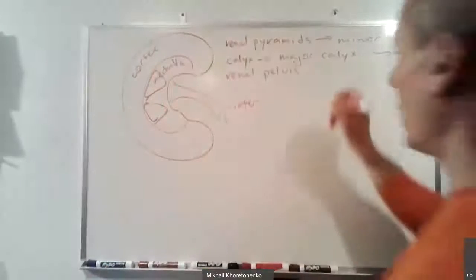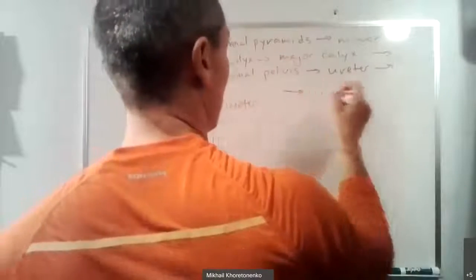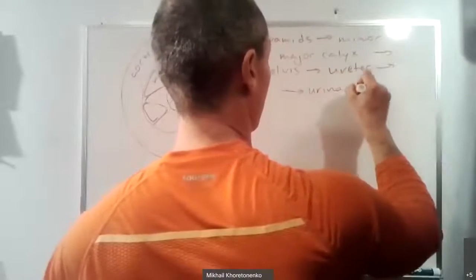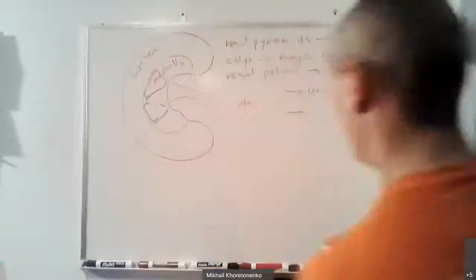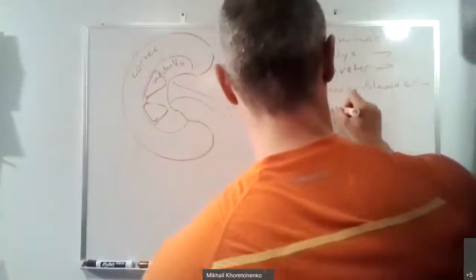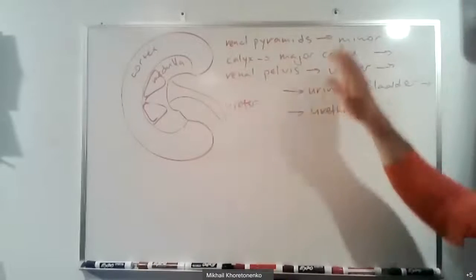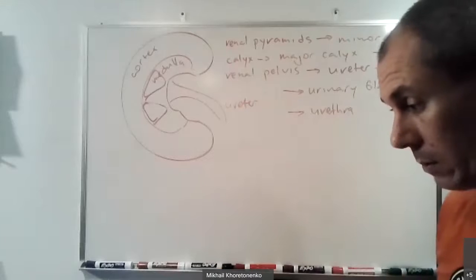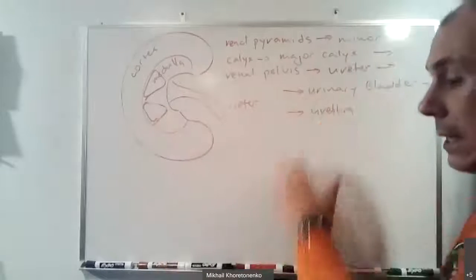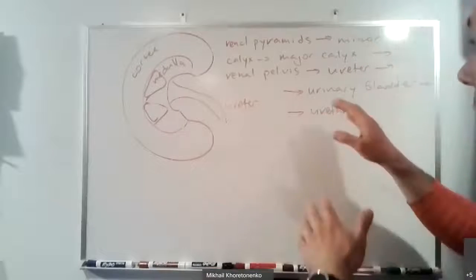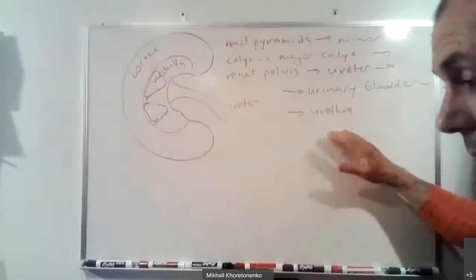Okay? So we can actually extend it into the ureter, and then urinary bladder, and then urethra, and then out. Okay? This sequence, does that make sense? So you go from renal pyramid into the minor calyx, into the major calyx, into the renal pelvis, into the ureter, urinary bladder, urethra. Okay?